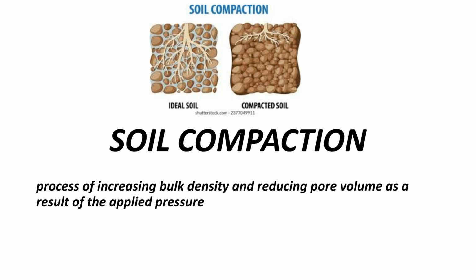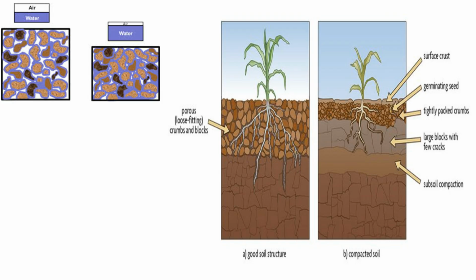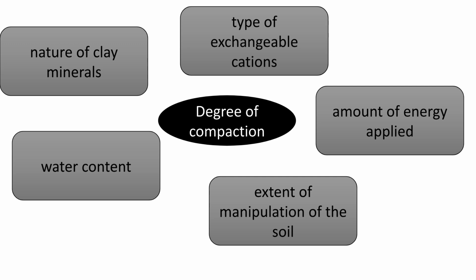Soil compaction is the process of increasing bulk density and reducing pore volume through applied pressure. Soil compaction involves the destruction of macropores, the rearrangement of solid particles, and the compression of air within the pore spaces. The degree of compaction depends on factors like the nature of clay minerals, water content, type of exchangeable cations, amount of energy applied, and extent of soil manipulation.